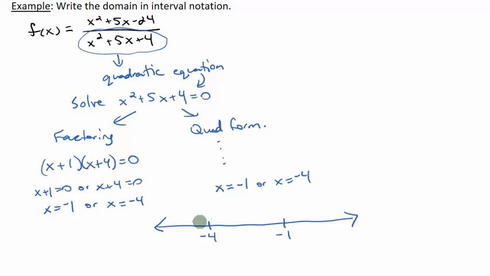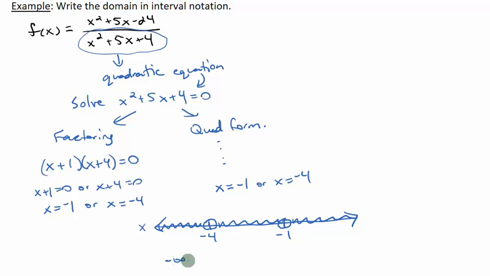And x cannot be either one of those. So I'll mark this as my x number line, my domain number line. X can't be negative 4, because if it is, my denominator would be 0. And x can't be negative 1, because my denominator would be 0. But x can be any other number. So I shade all the regions around.